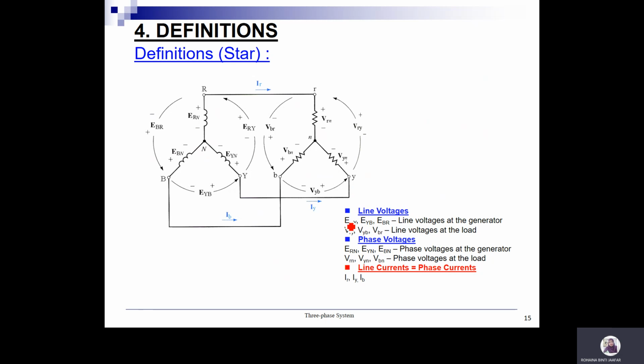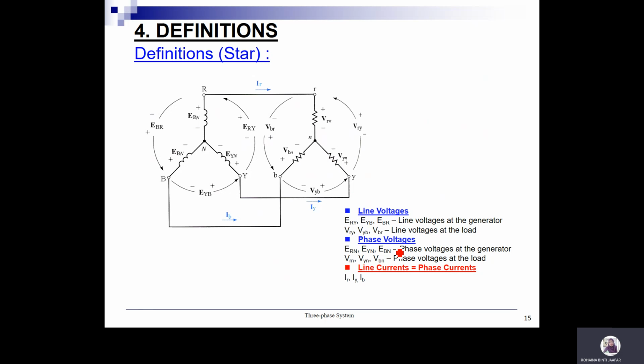For the alternator, we normally use capital letters. So for line voltage in star, we write ERY, EYB, EBR. But for the load, we use small letters, so for load we write VRY, VYB, and VBR. This is how you differentiate between the generator and the load.